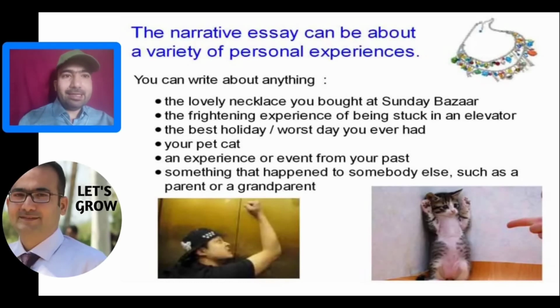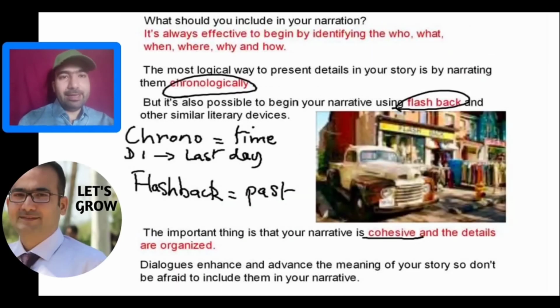The lovely necklace you bought at Sunday Bazaar, the frightening experience of being stuck in an elevator, the best holiday or worst day you ever had, your pet cat, an experience or event from your past, something that happened to somebody else, such as a parent or a grandparent. But this would be in a first person narrative. So these topics, these themes can be covered in our first person narrative.